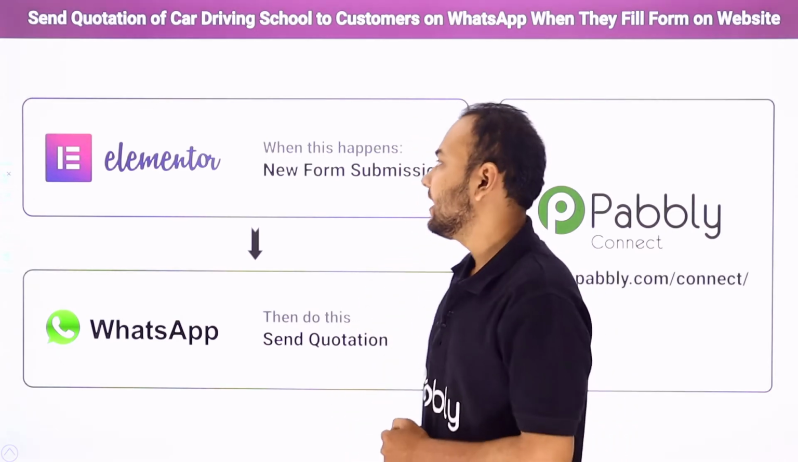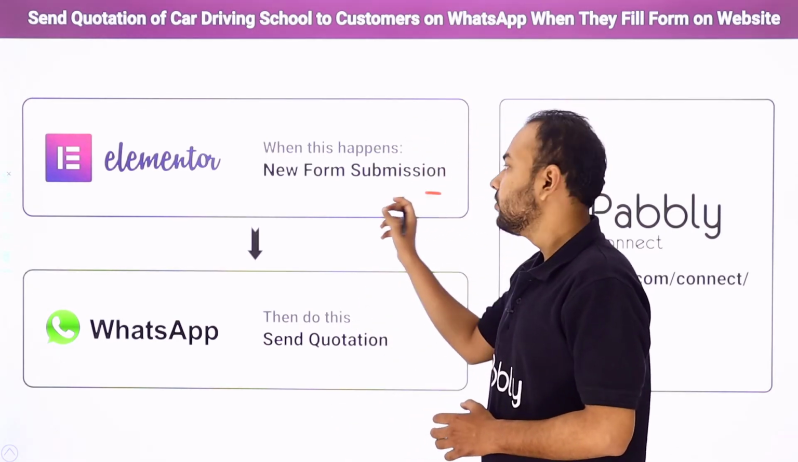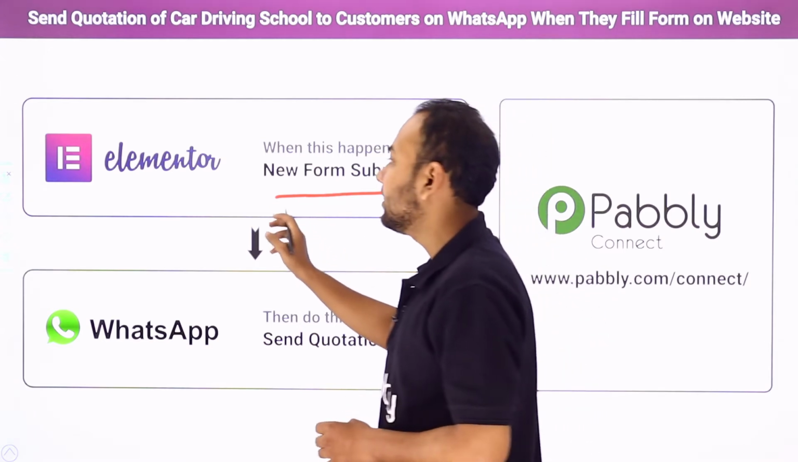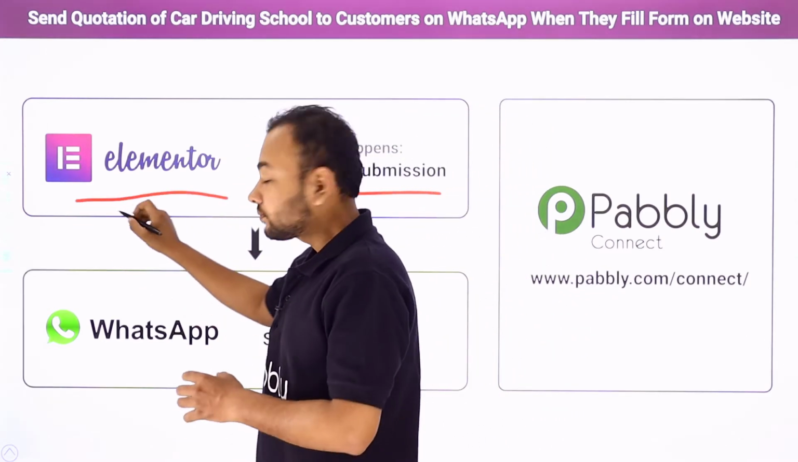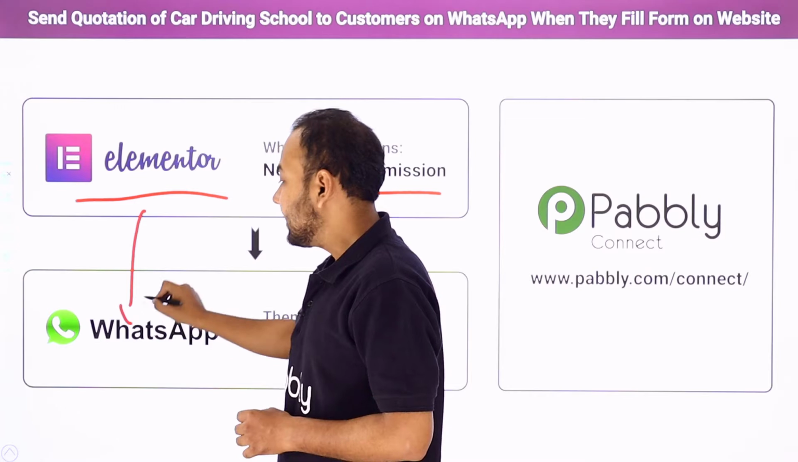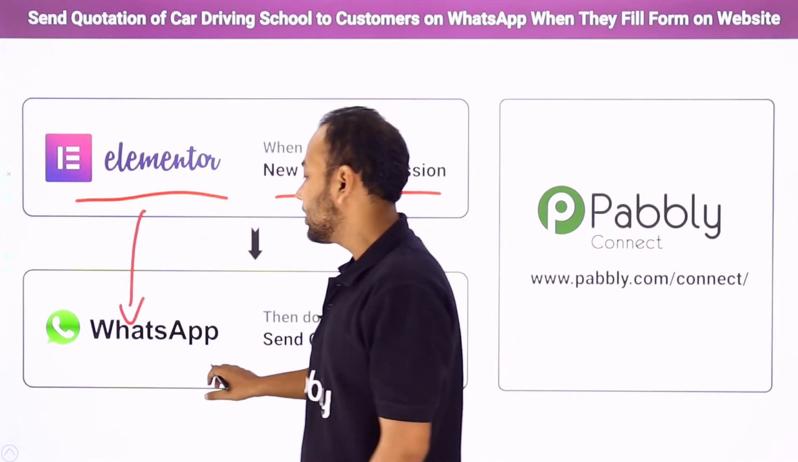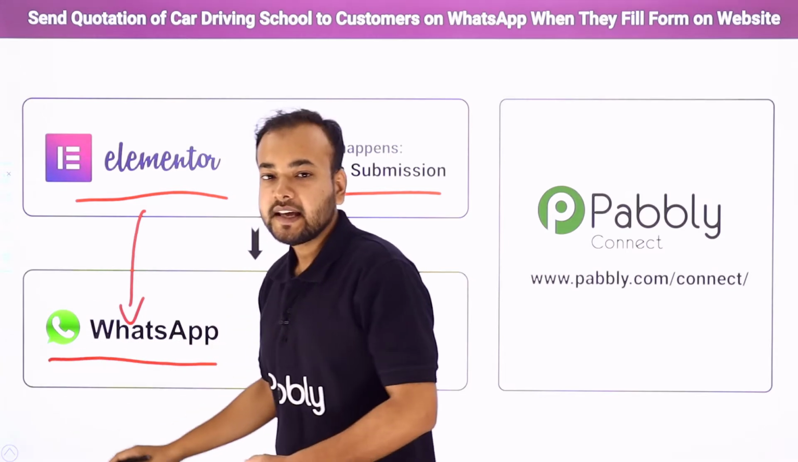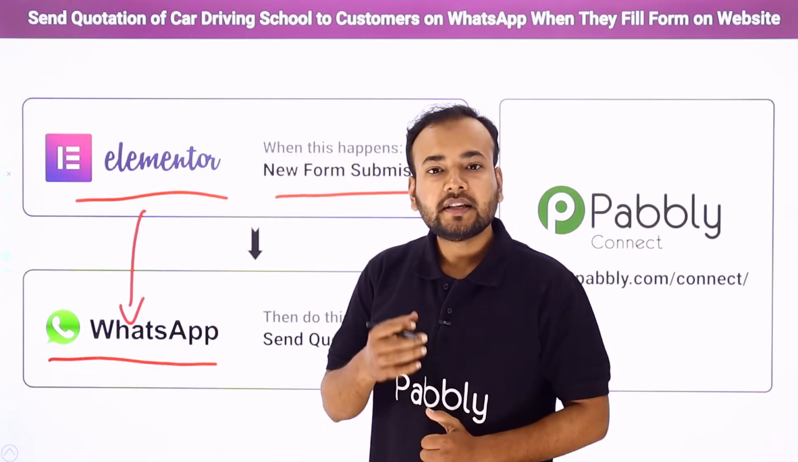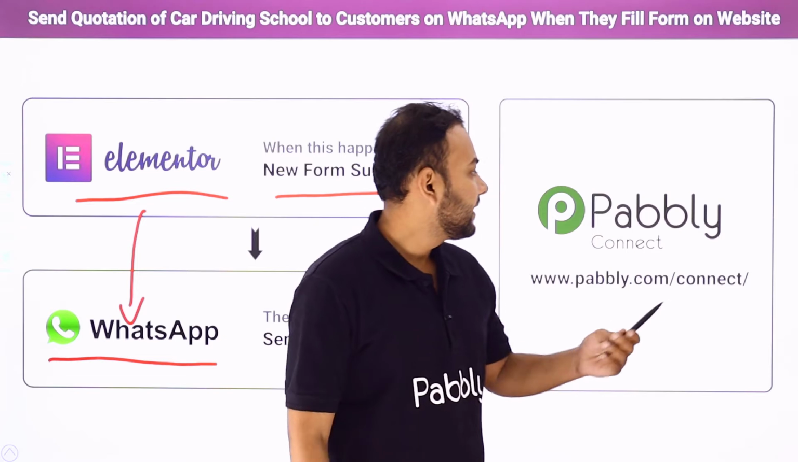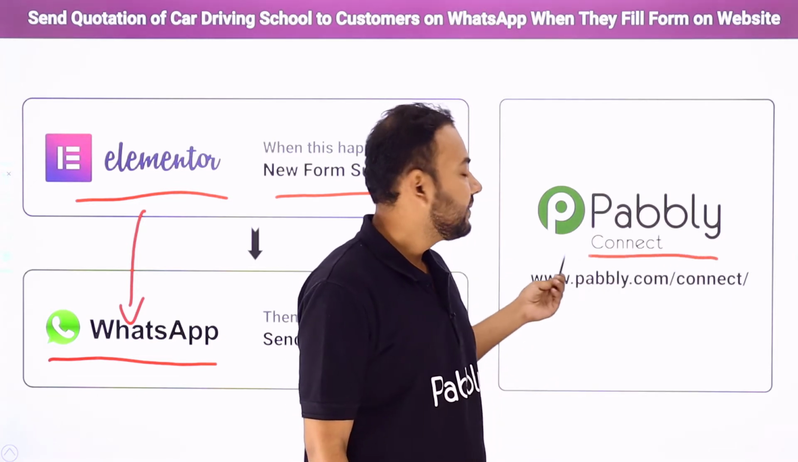What if I tell you that as and when you receive a new form submission or inquiry here in an Elementor form, a WhatsApp message gets automatically delivered to the person who has filled the form along with your quotation here on WhatsApp. Yes guys, this can be done, and this can be done with the help of this application which I am using called Pabbly Connect.